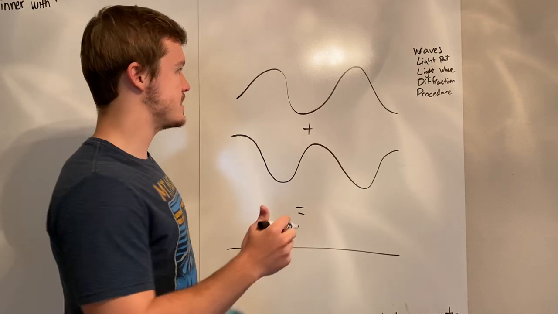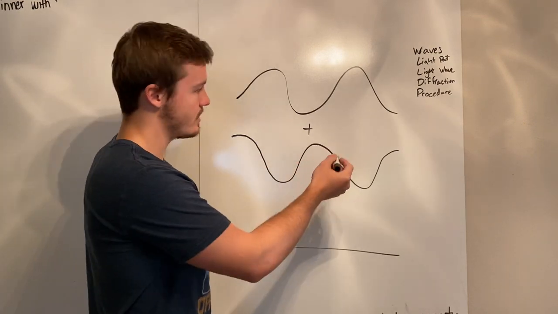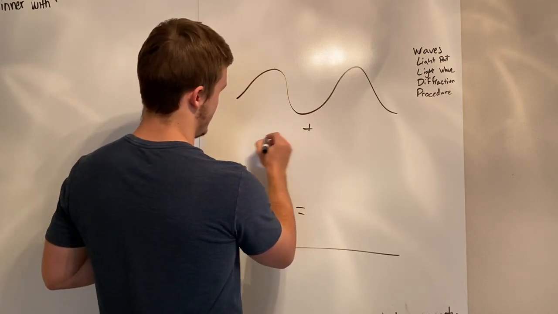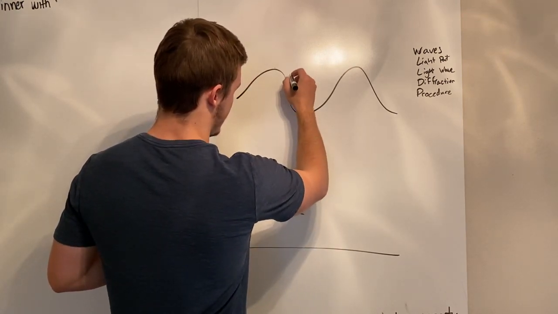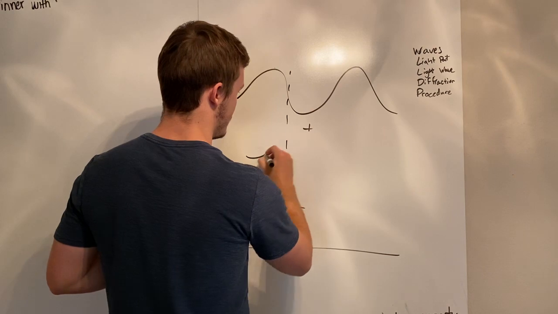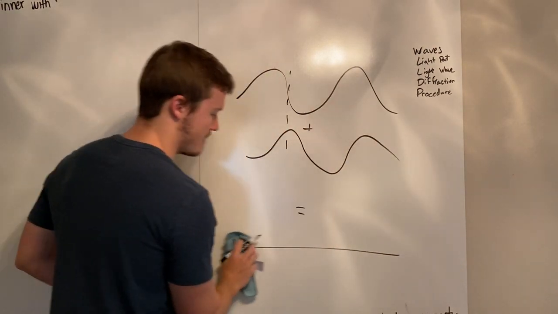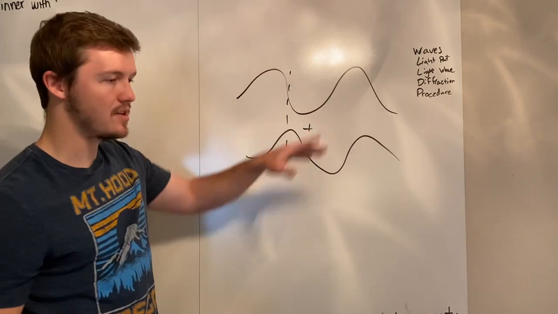And then, as you might imagine, you can get anything in between here. If this wave was shifted over a little bit, like maybe this peak actually happened right here instead, you can get some other funky wave where it's some combination of these two.